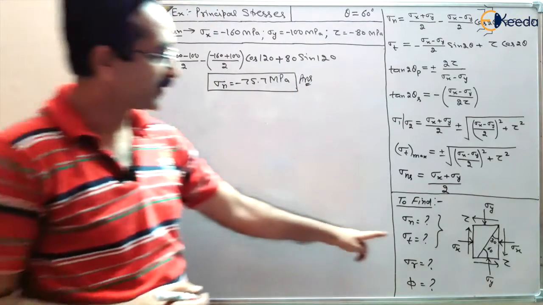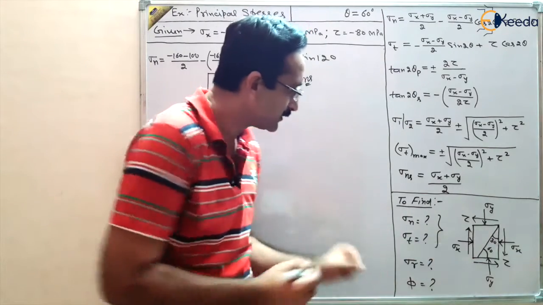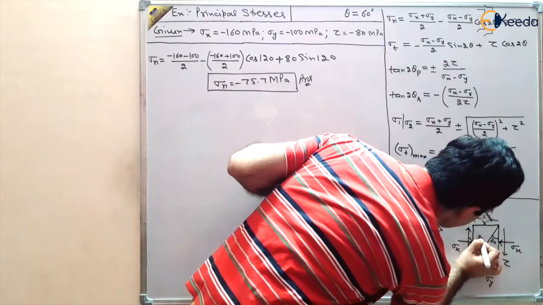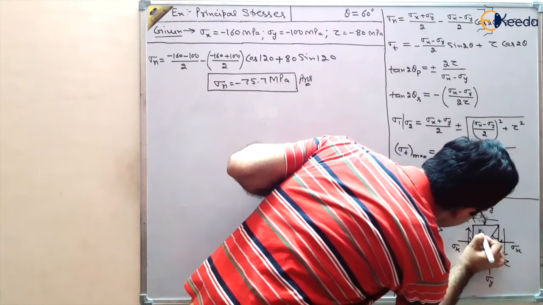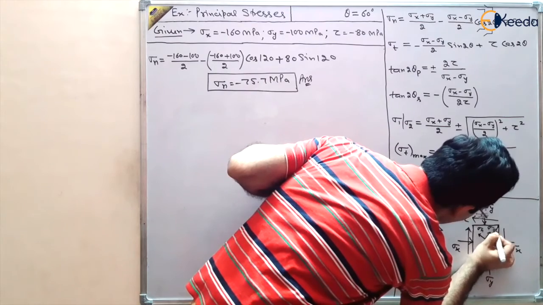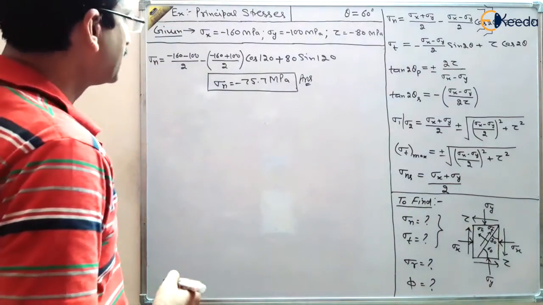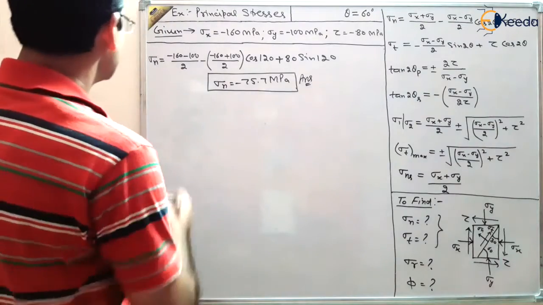Second is to find sigma t, the tangential stress at this plane. At this plane there are two stresses, sigma n and sigma t, so we have to find out both. What is sigma n? We have to find out sigma t. What is sigma t?